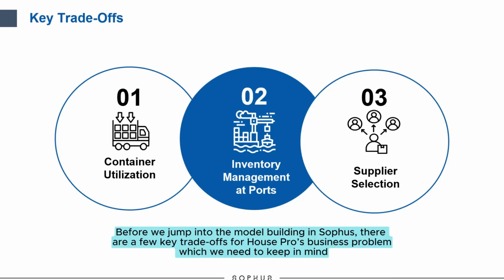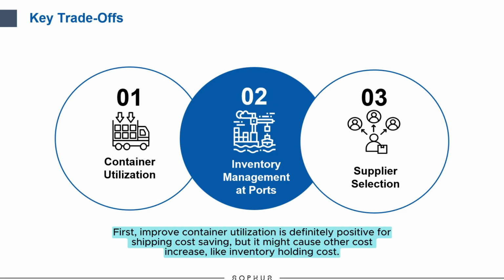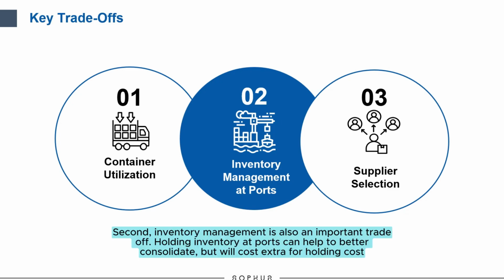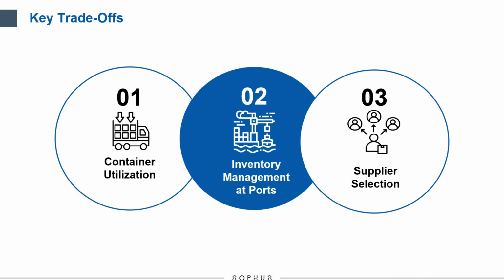Before we jump into the model building in Sophus, there are a few key trade-offs for House Pro's business problem which we need to keep in mind. First, improved container utilization is definitely positive for shipping cost saving, but it might cause other costs to increase, like inventory holding cost. Second, inventory management is also an important trade-off. Holding inventory at ports can help to better consolidate, but will cost extra for holding cost.